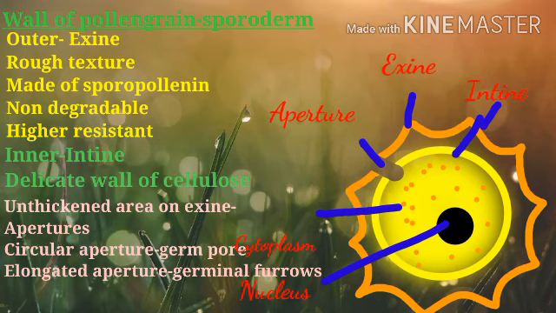The next is intine. Intine is a delicate wall of cellulose which is seen just below the exine. Intine wall is also called endospore.